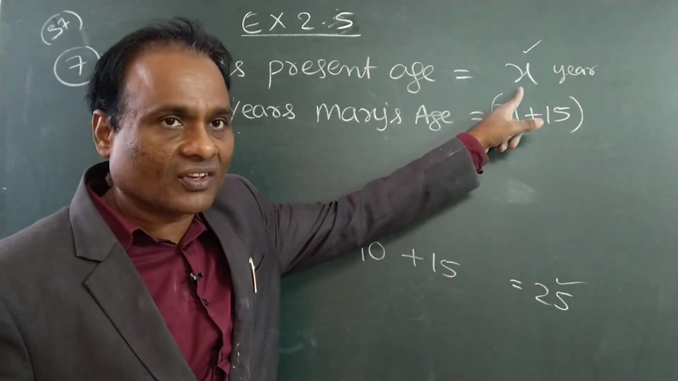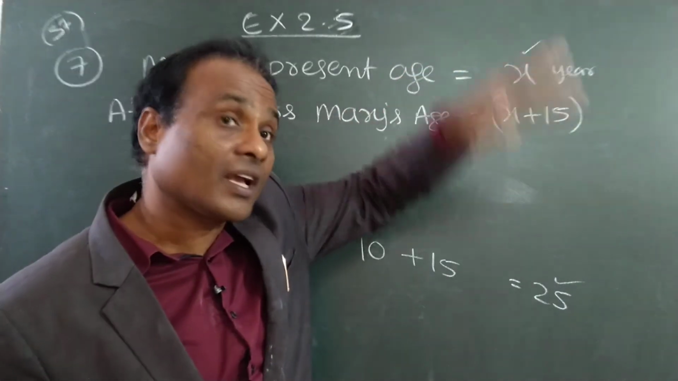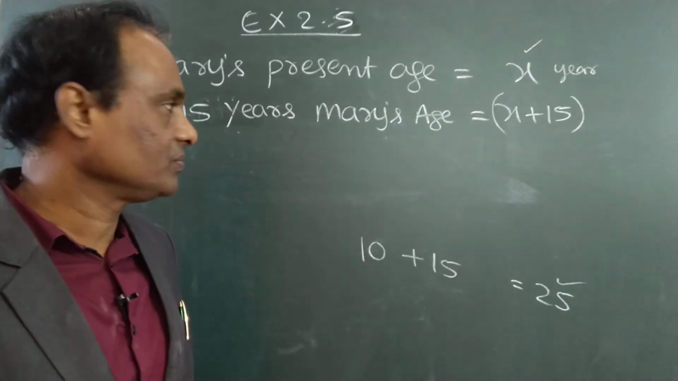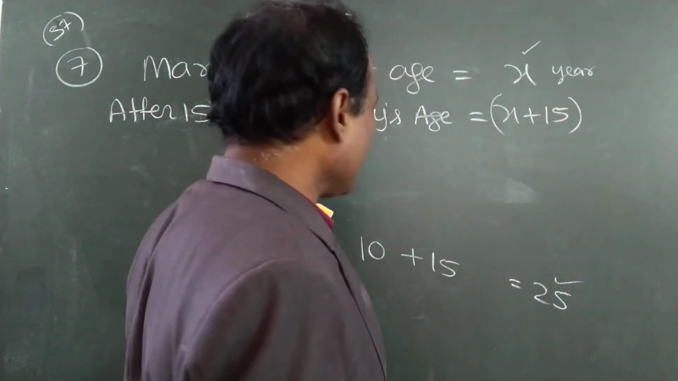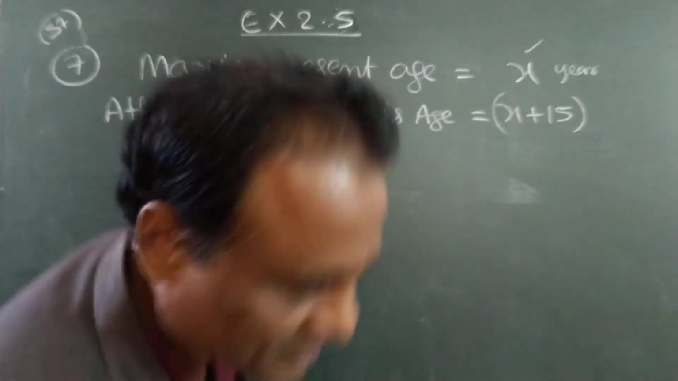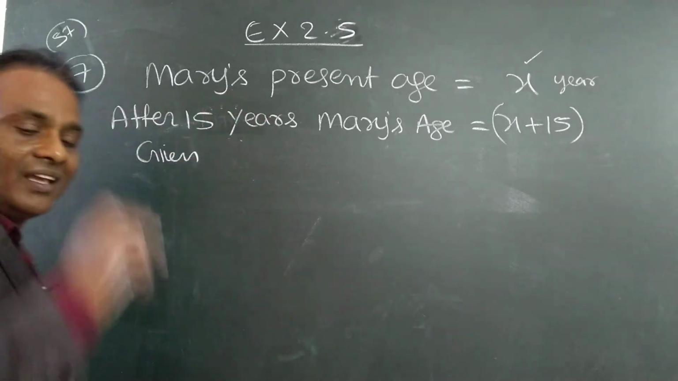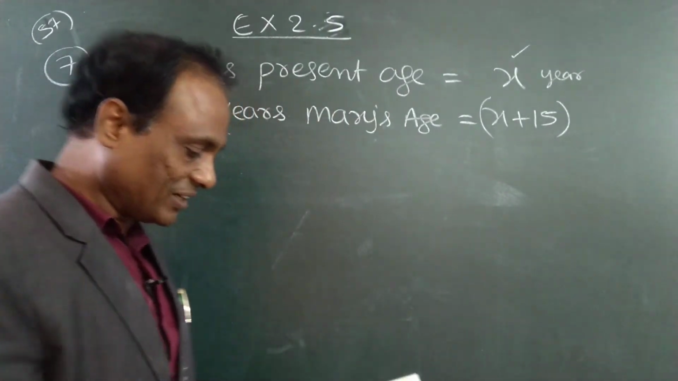Present age is X. After 15 years Mary will become X plus 15 years. After 15 years, X plus 15. Okay, so there is one relation between these two that you have to understand. What is the given relation? One relation is given between these two.